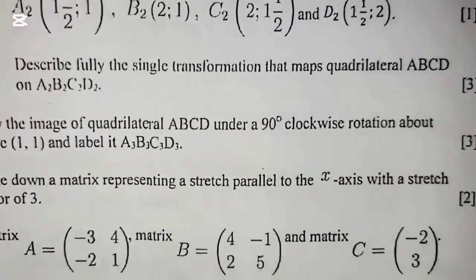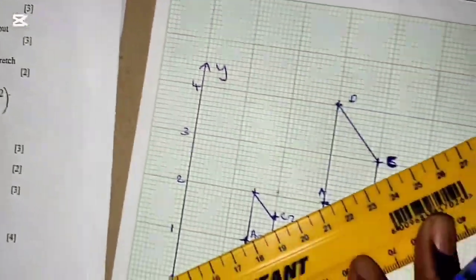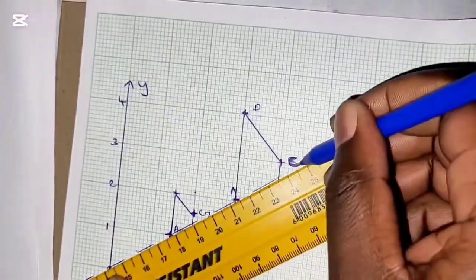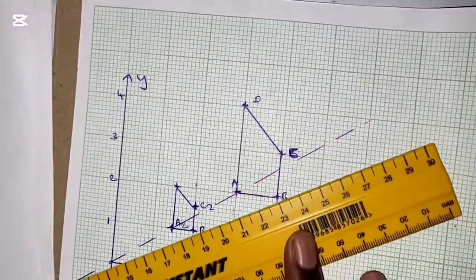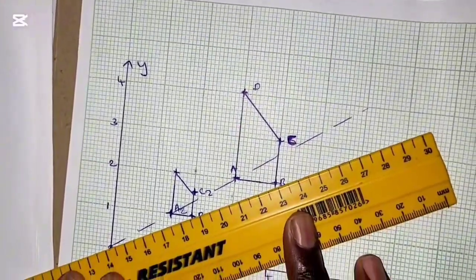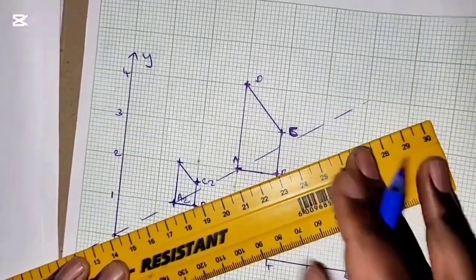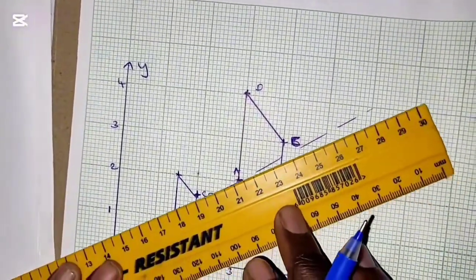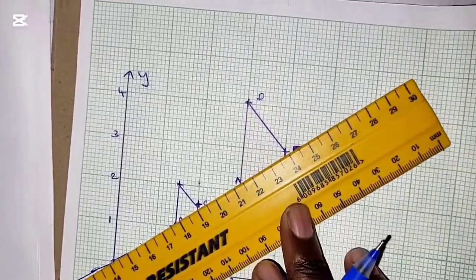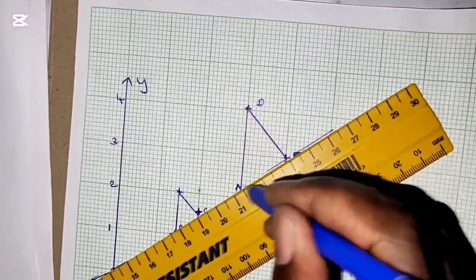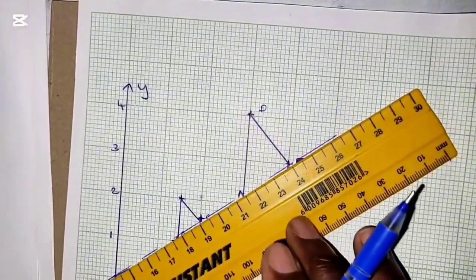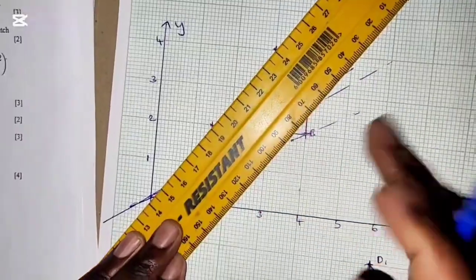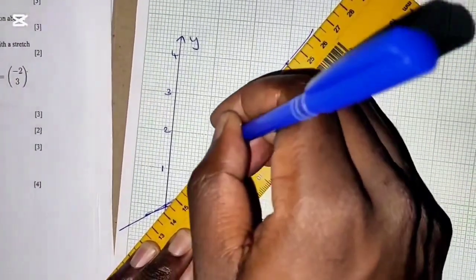So the first thing is to join our corresponding points. Let's join our corresponding points, guys, and draw these lines. So I'm joining B and B2, and I'm joining C and C2. Are we together? Then that's D and D2. I'm joining my corresponding points. You should always join corresponding points.